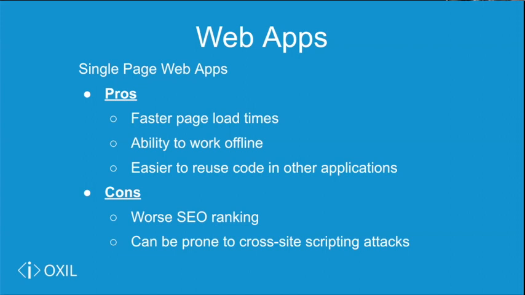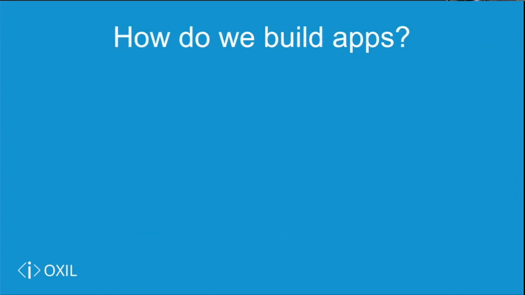One problem is that single page apps can be prone to something called a cross-site scripting attack, which basically means that malicious scripts can be injected by hackers into the application. Now that sounds quite scary and quite dangerous, but this can be easily overcome by simply adhering to strict coding standards and making use of things such as content security policies to prevent any unknown scripts from being run on your site. So how do we approach building apps at Oxil?